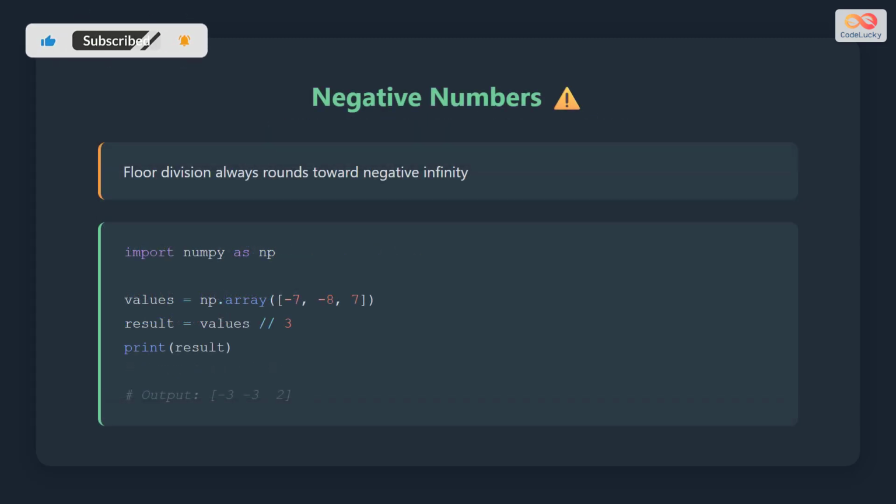It's important to understand how floor division handles negative numbers. Floor division always rounds toward negative infinity, not toward 0. For example, negative 7 floor divided by 3 equals negative 3, not negative 2. Similarly, negative 8 floor divided by 3 equals negative 3. However, positive 7 floor divided by 3 equals 2. This behavior ensures mathematical consistency with the floor function.